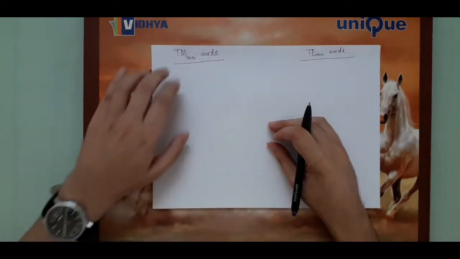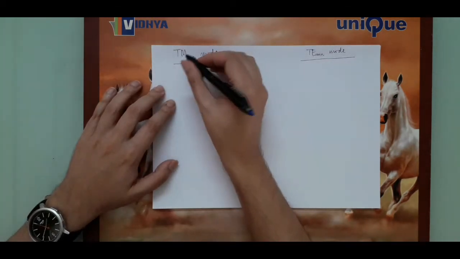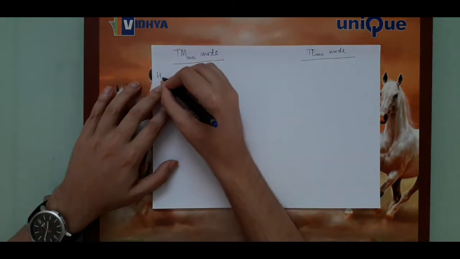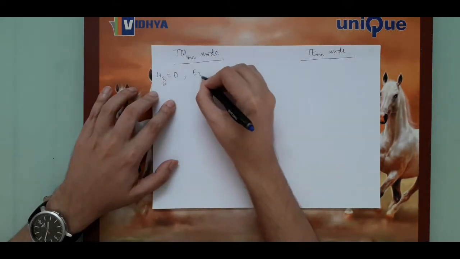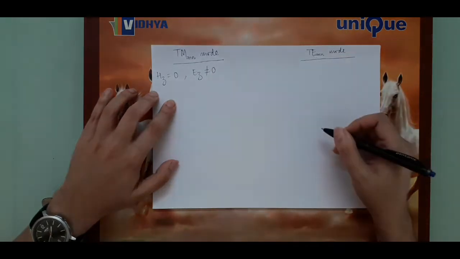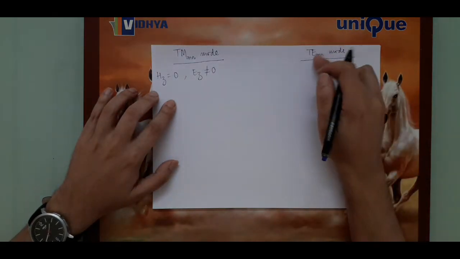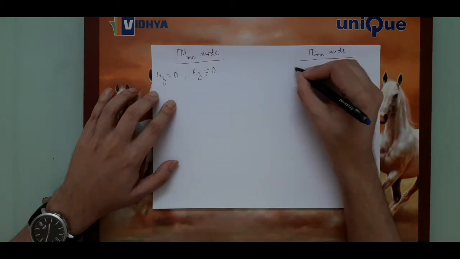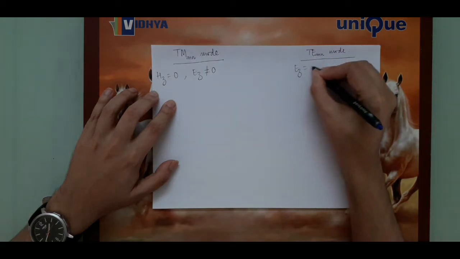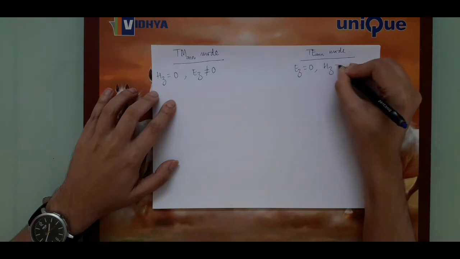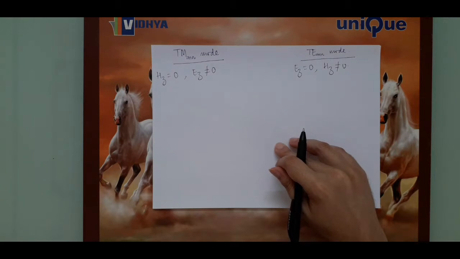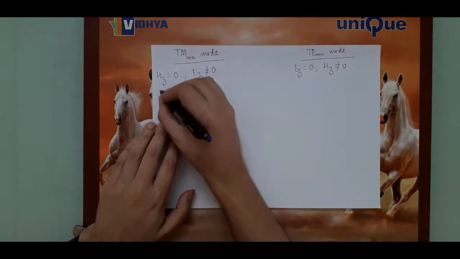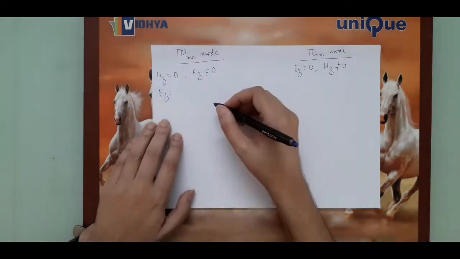So as you know, in case of TM, it is the longitudinal magnetic component which is 0, and the longitudinal electric field is non-zero. In the TE, it is the opposite. Ez is 0 while Hz is non-zero. So let us write them down, what we had derived. So in case of TM, we saw that Ez was something of this kind.